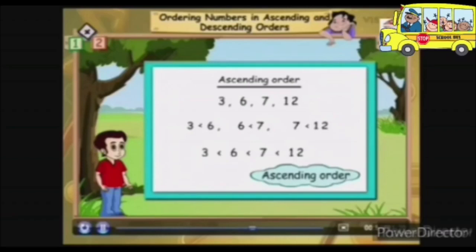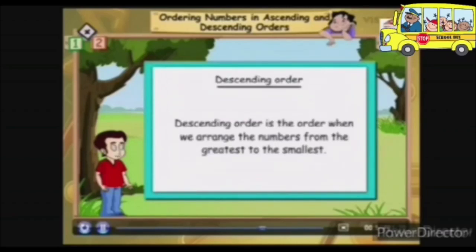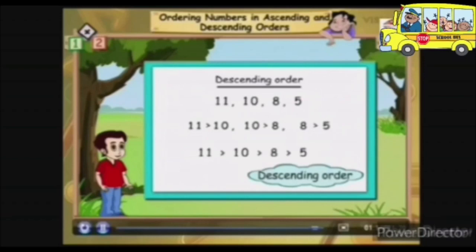Now let's see descending order. Descending order is the order when we arrange the numbers from the greatest to the smallest. Look at the numbers 11, 10, 8, 5. You can observe that 11 is greater than 10. 10 is greater than 8. 8 is greater than 5. That means the given numbers are arranged in descending order.